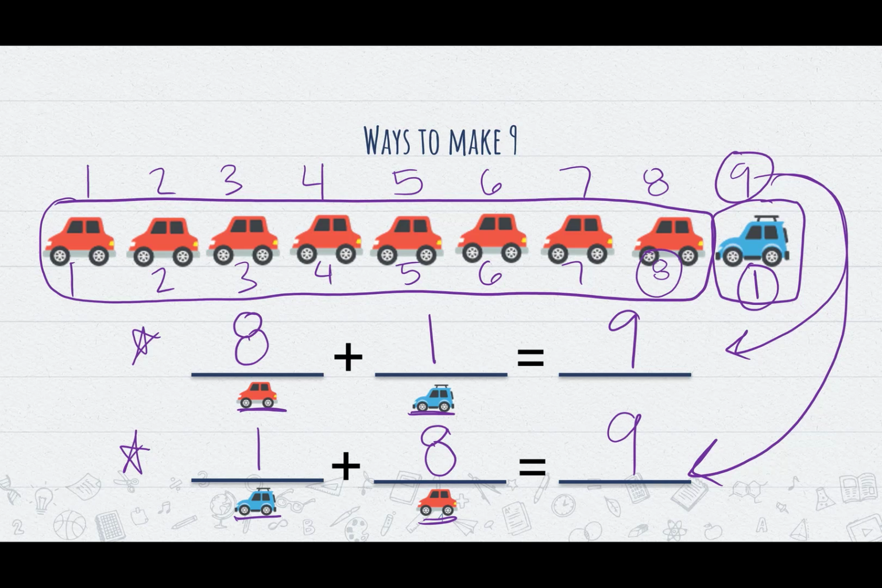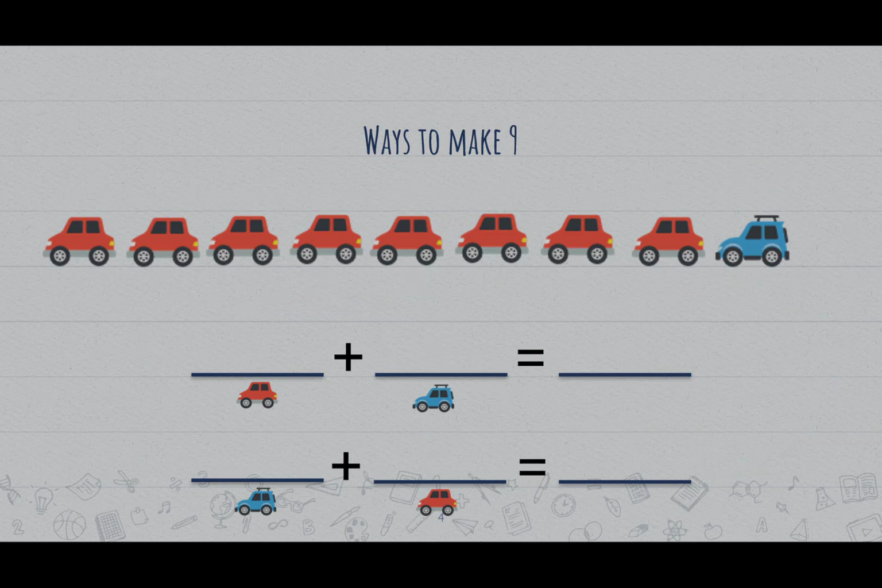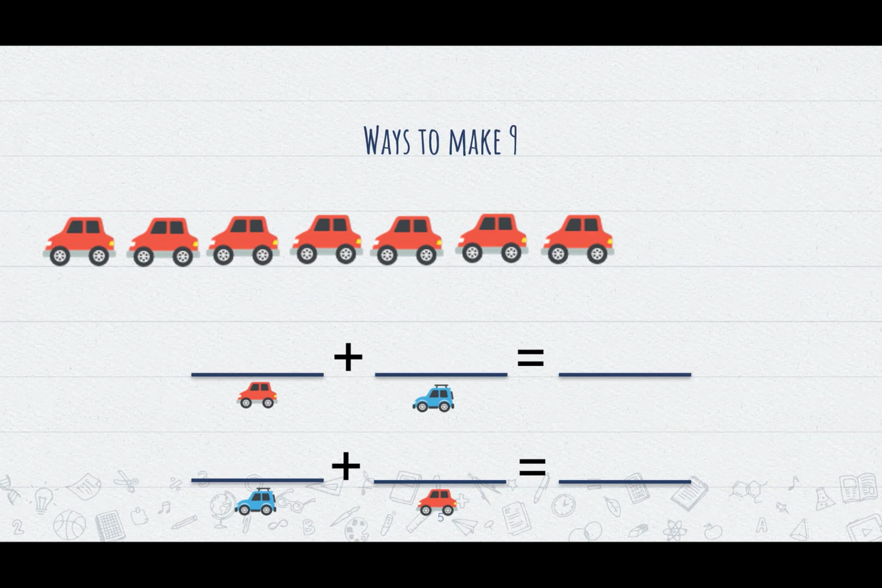All right, let's see. Now we can read our addition sentences. So 8 plus 1 equals 9, and 1 plus 8 equals 9. We have our group of 8 and our group of 1, and together they make 9. So let's see our next way.